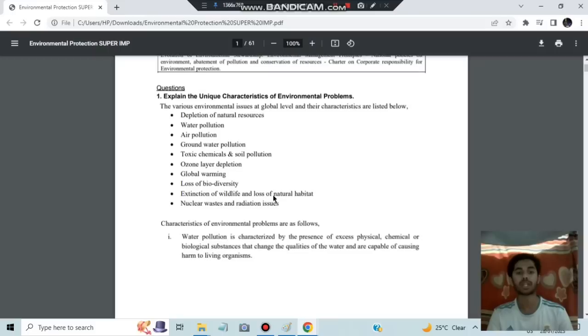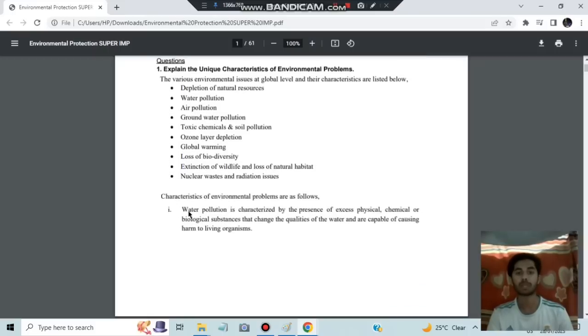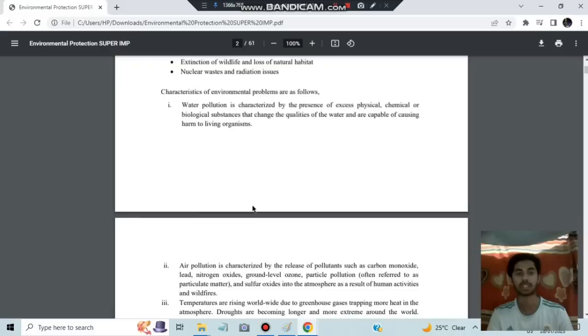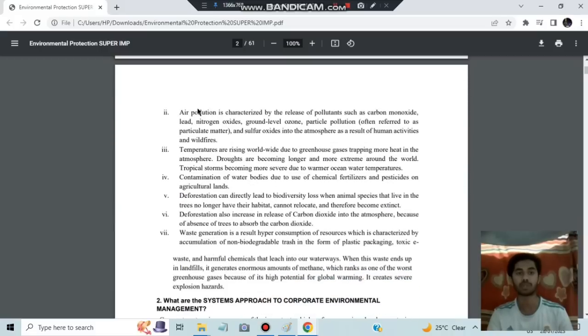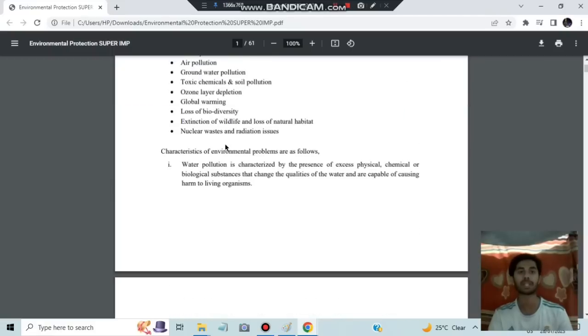Okay, so what are the characteristics of such problems? Water pollution is characterized by excess physical, chemical or biological substances that change the quality of water. Air pollution is characterized by release of pollutants. Temperature is rising due to the greenhouse effect. Contamination of water bodies due to chemical fertilizers. Deforestation due to the making of buildings and all, and waste generation, as waste is not decomposing as it is supposed to. Because of these things environmental pollution is happening, and these are the characteristics.